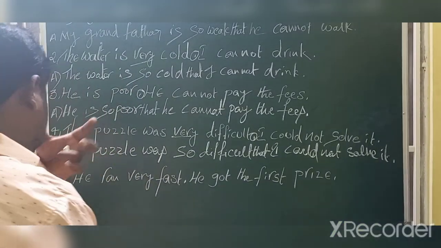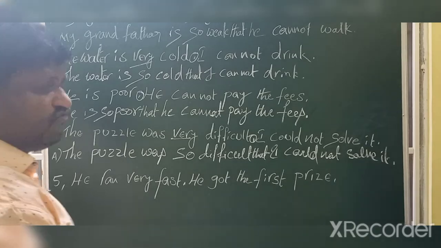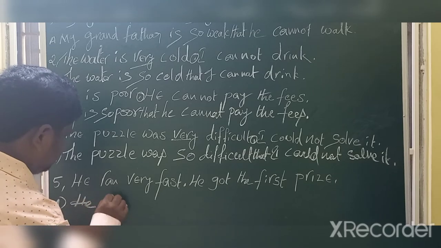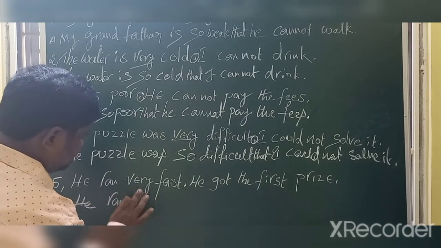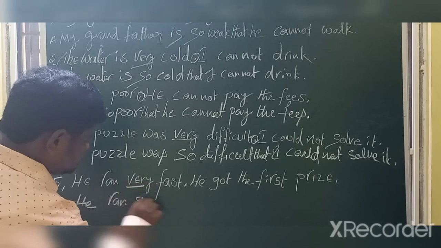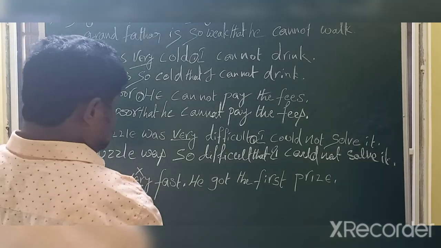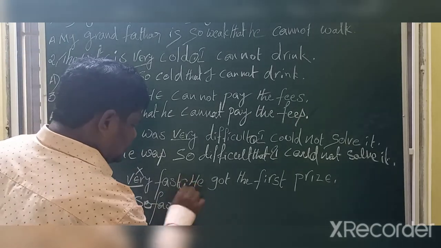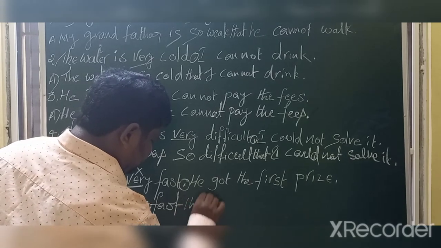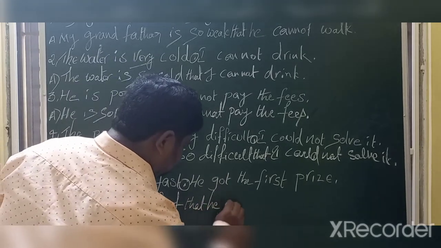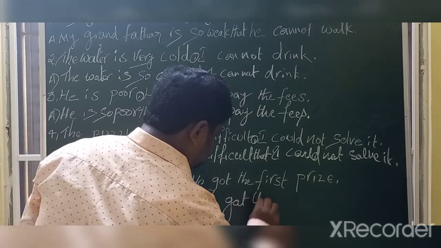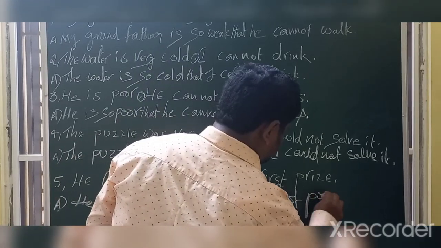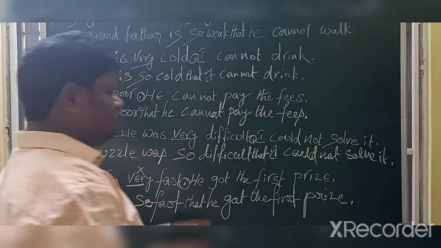And next example: he ran very fast. He got the first prize. Simple, this is also very easy. He ran, in the very place remove the very and write so: he ran so fast. Remove the full stop, and in the full stop place add that he got the first prize. So this is the answer, friend.